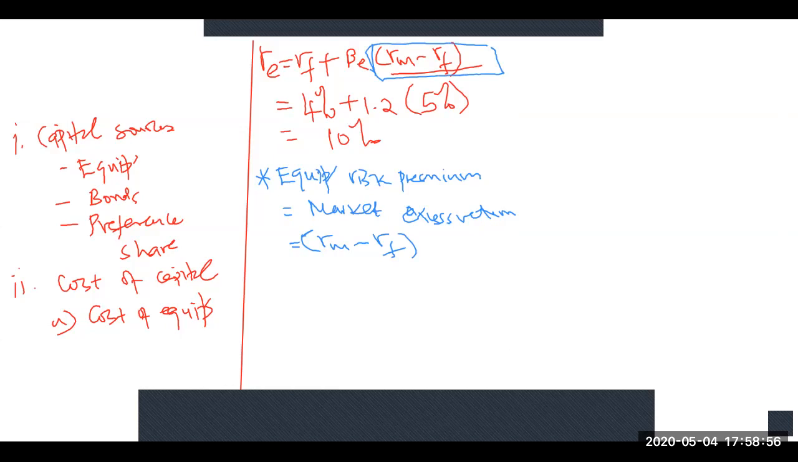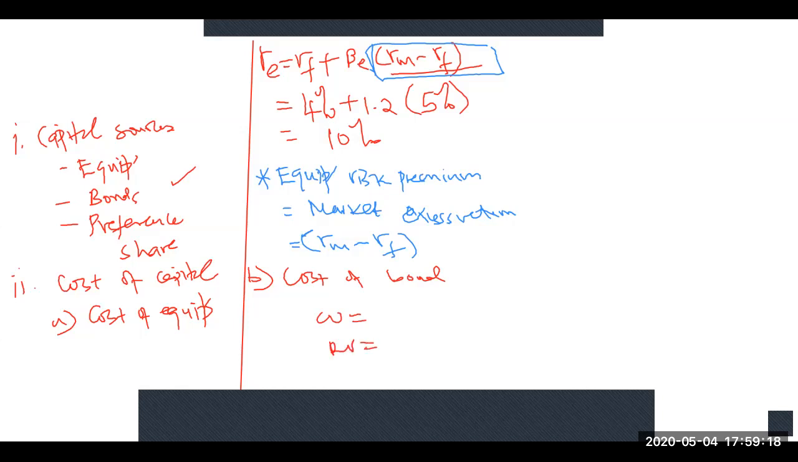Having done that, our next source of capital is bonds. So B is the cost of bond. Now this bond is convertible, which implies we need to estimate its conversion value, and we also need to get its redemption value.